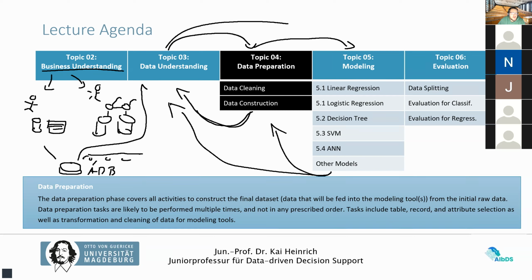Because these iteration arrows mean you change something in data understanding. This means you change something in data preparation. This means you change something in modeling. And also the evaluation will usually show you the quality thing, like how many stars you have.